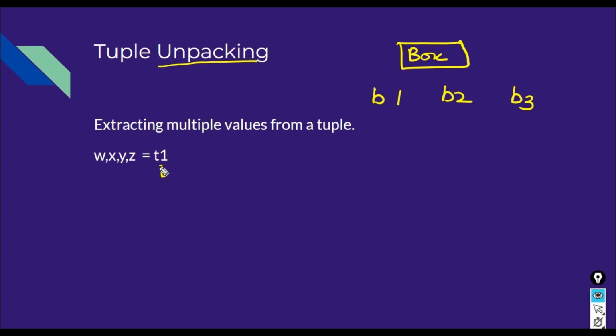This T1 contains four values, that is 1, 2, 3, 4. We have packed those values 1, 2, 3, 4, and we are extracting these four values into four variables. So 1 will go in W, 2 will go in X, 3 will go in Y, and 4 will go in Z. This is tuple unpacking. When you are doing tuple unpacking, make sure that the number of variables you use for unpacking is equal to the number of values in the packed tuple. Otherwise you will get an error.